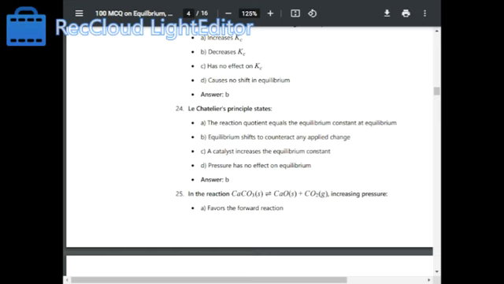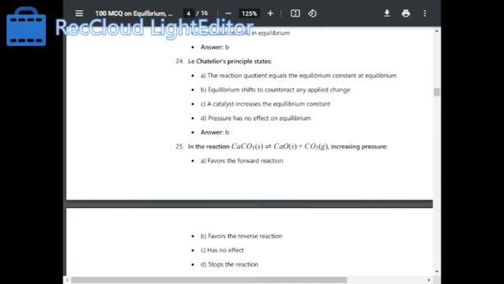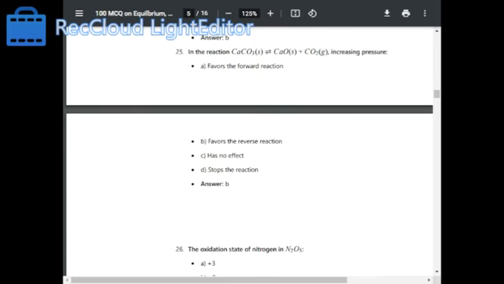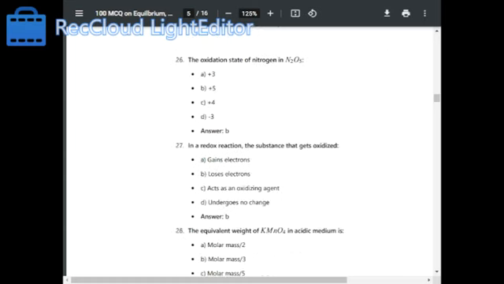Question number 25. In the reaction CaCO3 equals CaO plus CO2, increasing pressure, option A favors the forward reaction, B favors the reverse reaction, C has no effect, D stops the reaction. The correct answer is B, favors the reverse reaction. Option B is correct.